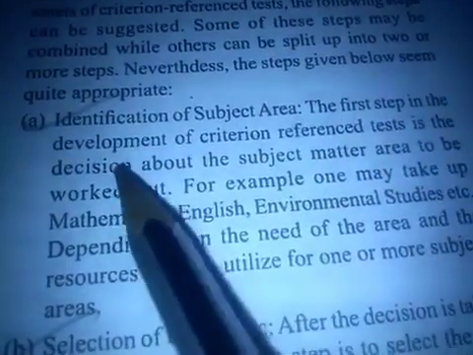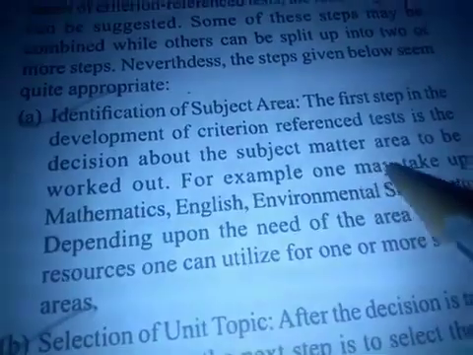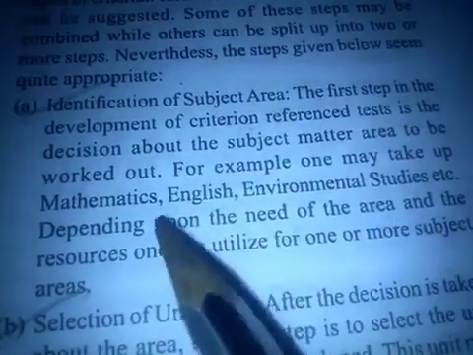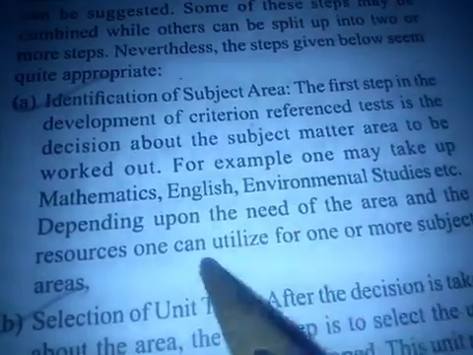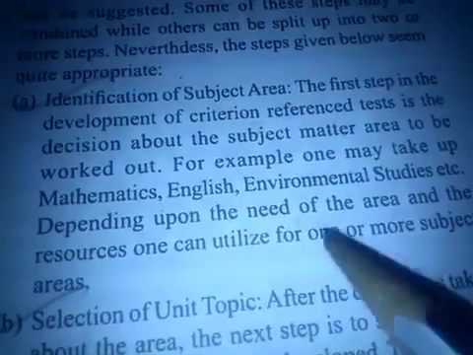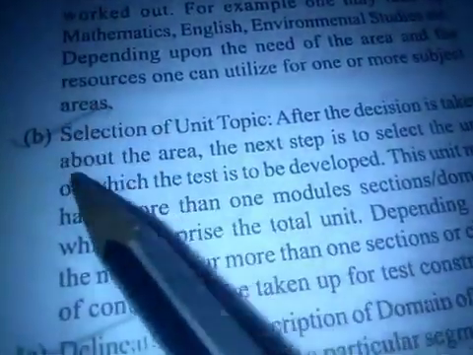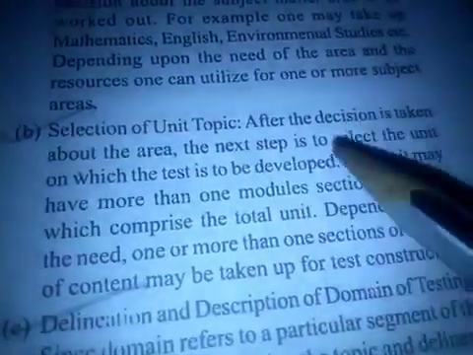A. Identification of subject area. The first step in the development of criterion-referenced tests is the decision about the subject matter to be worked out. For example, one may take up mathematics, English, environmental studies, etc., and depending upon the need of the area and the resources, one can utilize one or more subject areas. B. Selection of unit topic.